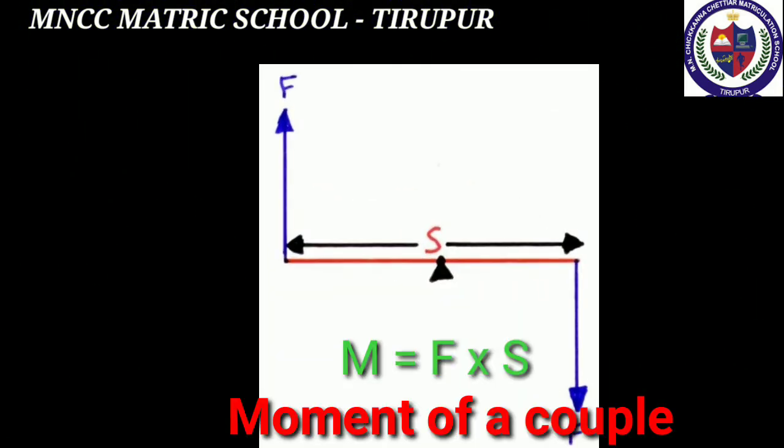Next we move to moment of a couple. It is measured by the product of the forces and the perpendicular distance between the line of action of two forces. So moment of a couple is equal to force into perpendicular distance between the line of action of forces. M is equal to F into S. Here M means moment of a couple, F denotes force and S denotes the perpendicular distance between the line of action of forces. Its SI unit is Newton meter.